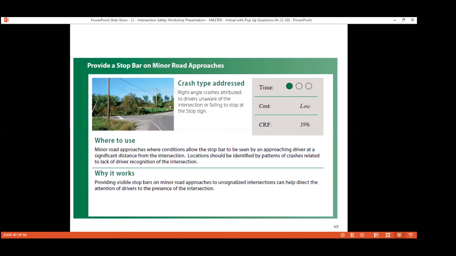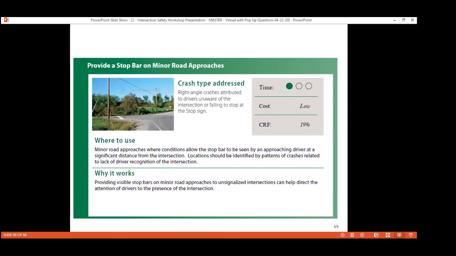The second thing that we would want to put in our workbook is where to use it. Well, we think a good place to use this would be on minor road approaches, where the conditions allow the stop bar to be seen by the approaching driver at a significant distance. Locations should be identified by patterns of crashes related to lack of driver recognition at the intersection. So again, failure to yield, some of those elements that we're pulling out of the crash data might help support the installation of this stop bar. Why it works: it does provide a visible stop indicator on minor road approaches to unsignalized intersections, and it helps get the attention of the driver to the presence of the intersection. Time to install these, I think we would all agree that it doesn't take a very long time. The cost is pretty low.